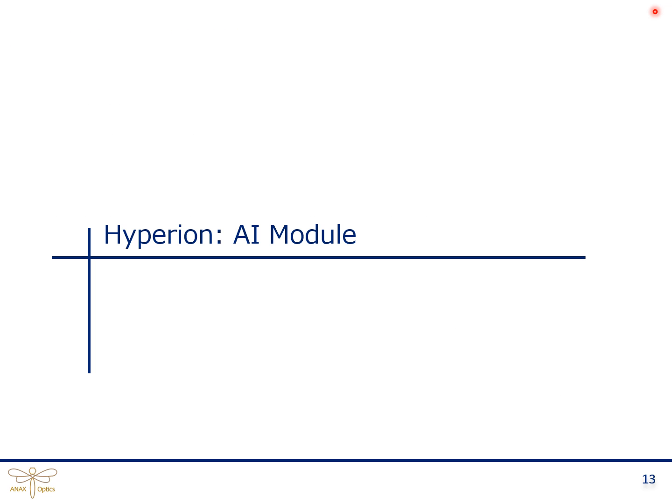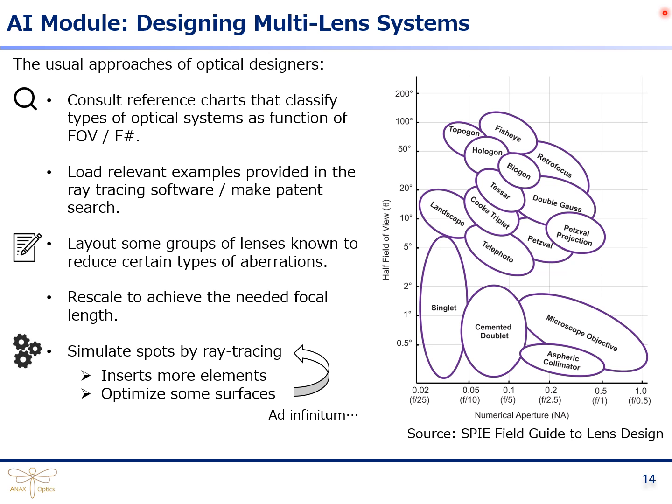Next, I will give an overview of the Hyperion AI module. When designing multi-lens systems, the optical designer usually refers to charts that help classify the types of optical system as a function of field of view, numerical aperture, and also perhaps the focal length of the system. Based on this initial survey, it is possible to then check either examples from ray tracing software or go through a pattern search to look at prior art designs.